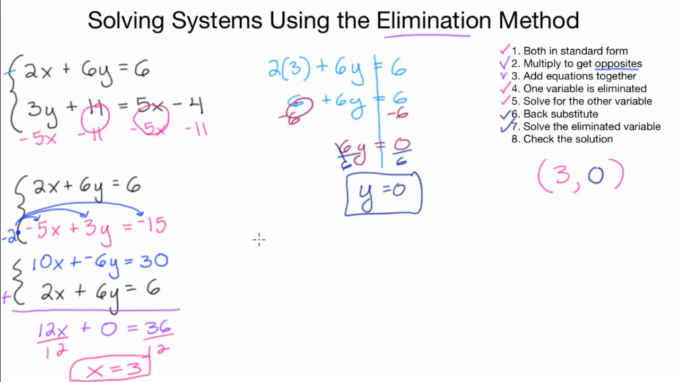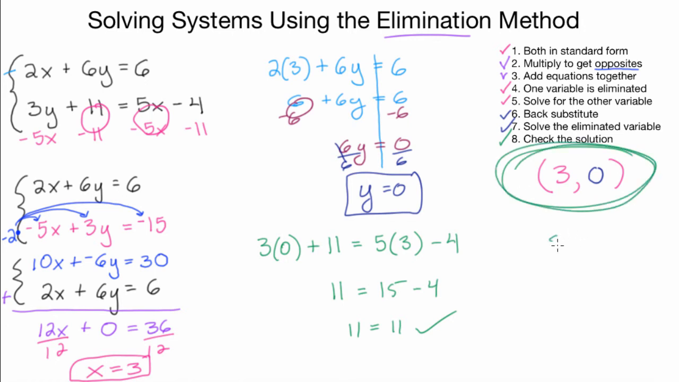So does 3 times y, 3 times 0, plus 11, equal 5 times x, which is 3, minus 4? We're testing our solution out. 3 times 0 is 0, so 0 plus 11 is just 11 on the left. That's nice. 5 times 3 is 15 minus 4, and 15 minus 4 does turn into 11. So it looks like it all checks out in the other equation, and I'm feeling really good about this solution.